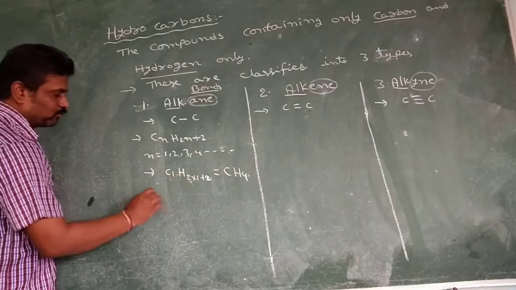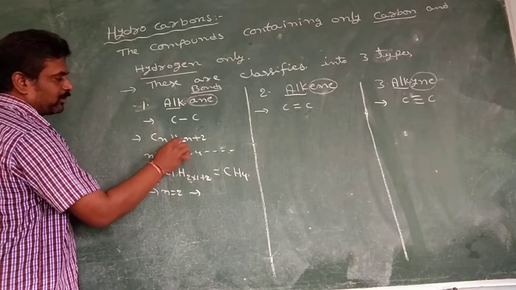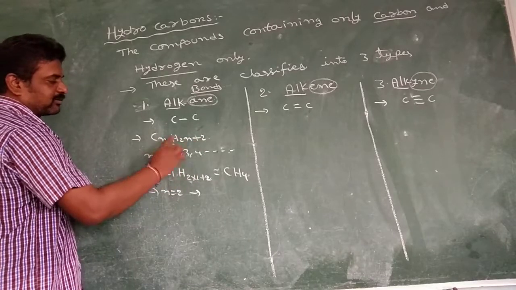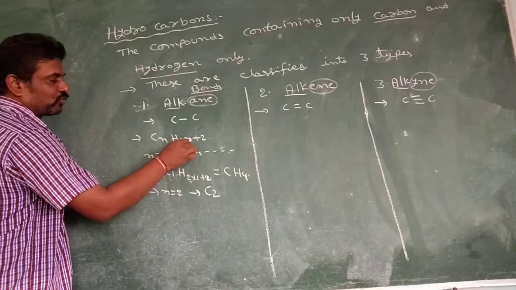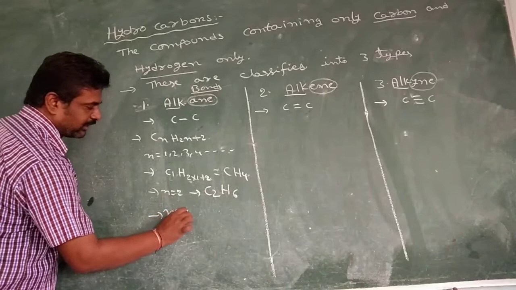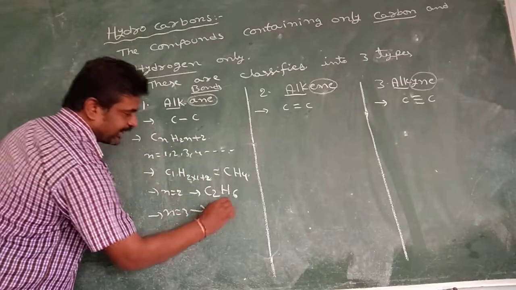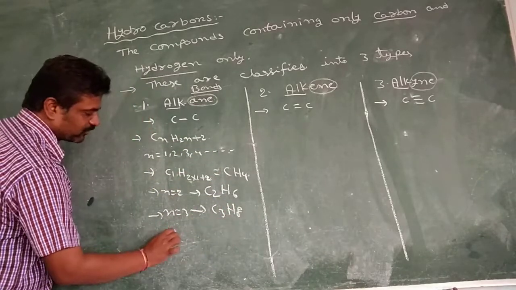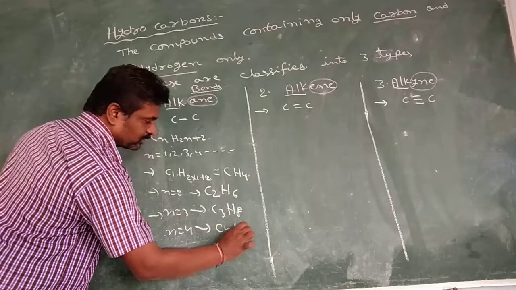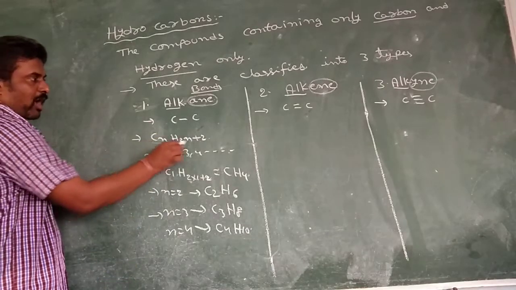If n is equal to 2, substitute: C2H2×2+2. What happened? C2H(2×2, 4, plus 2, 6), C2H6. If n is equal to 3, C3H2×3, 6 plus 2, 8, C3H8. If n is equal to 4, C4H10. So these are the general formula results for the alkanes.